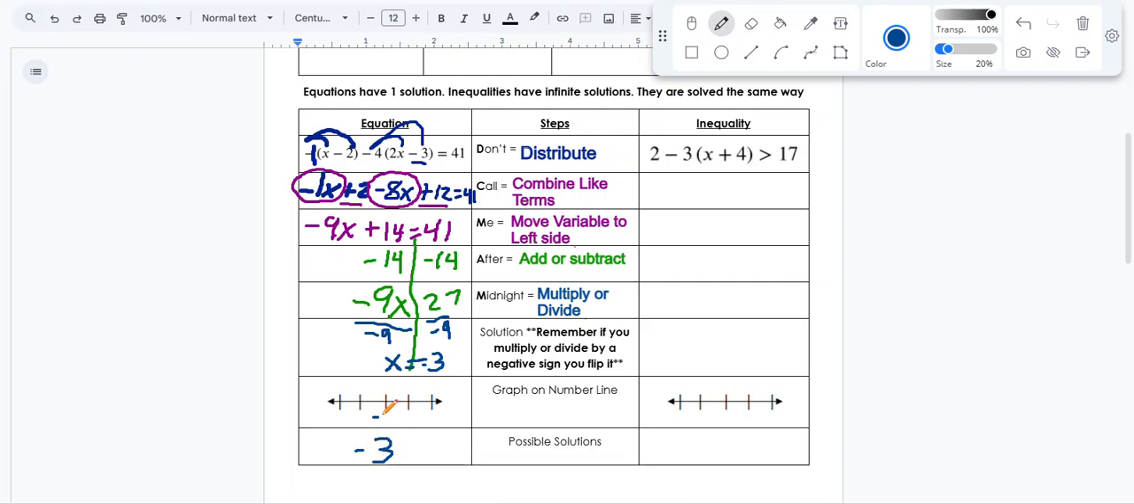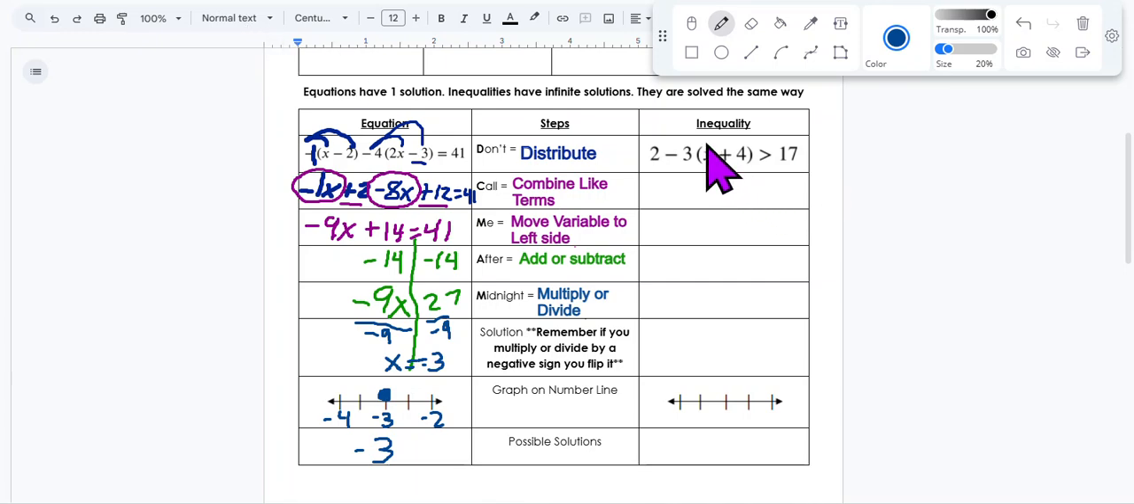And the way you graph that on a number line is you just put negative 3 on there. You put a number that's bigger than it and a number that's smaller than it. And then you just put one dot on negative 3, and that's it. That's the only answer it can be. There's no arrow for equations. It's just a dot on top of your answer.